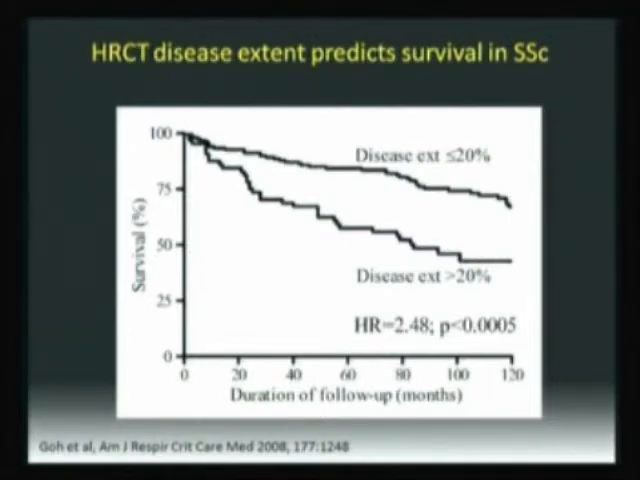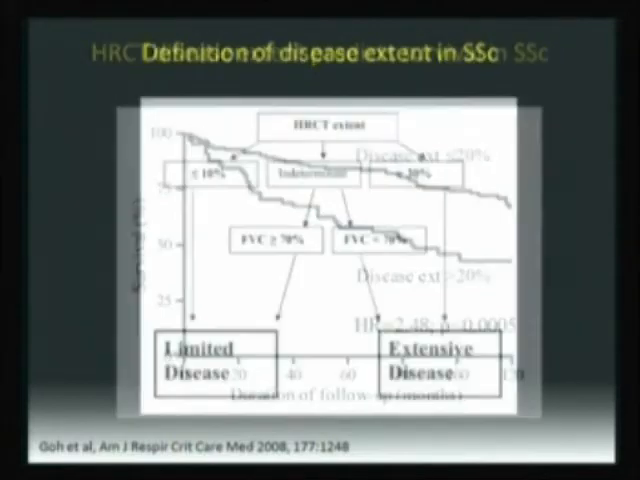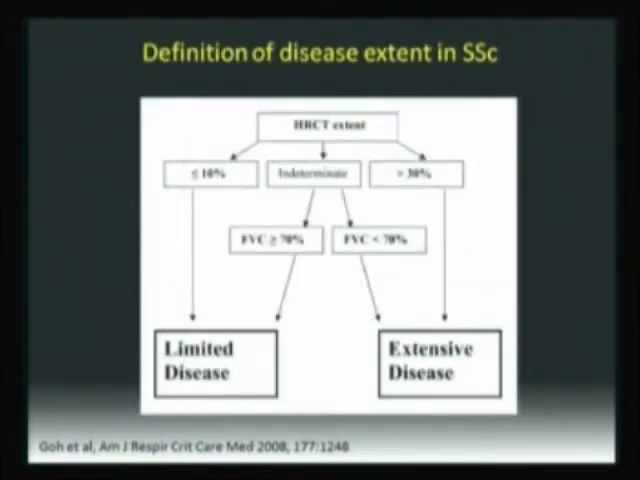This is a study from the Brompton showing very clearly that the more extensive the involvement on high resolution CT scan, the shorter the life expectancy for this patient. And they propose this categorization, which we are using now in our center: high resolution CT scan extent and FVC combination, limited disease, extensive disease. At least you are able to predict the prognosis of these patients. And if you want, you may try some more aggressive therapy.